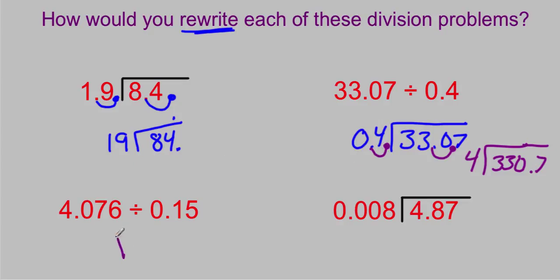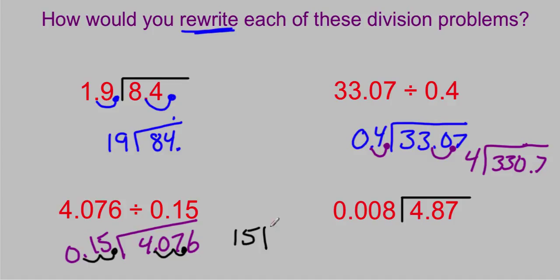Problem 3, you're going to go ahead and put that 4.076 on the inside and the 0.15 on the outside. Then we're going to move. Whatever we do to the outside, we do to the inside. So we move 1, 2 to the right on the outside and 1, 2 to the right on the inside. And we rewrite. 15 becomes our outside divisor and 407.6 is going inside the division bar. Take the time to rewrite it after you move your decimal points. It'll clean up a lot of mistakes you might make otherwise in the problem.